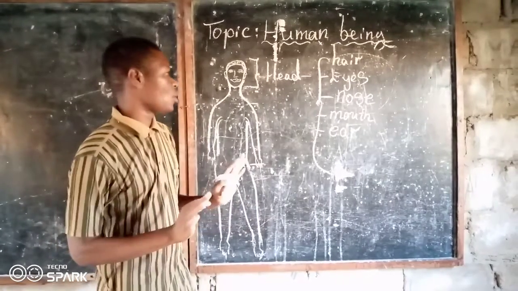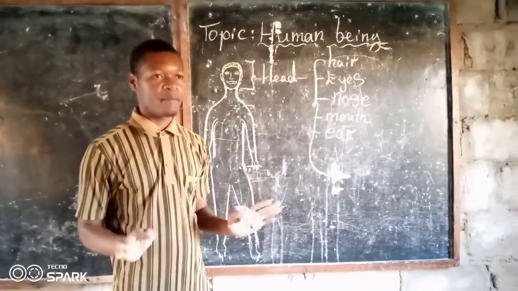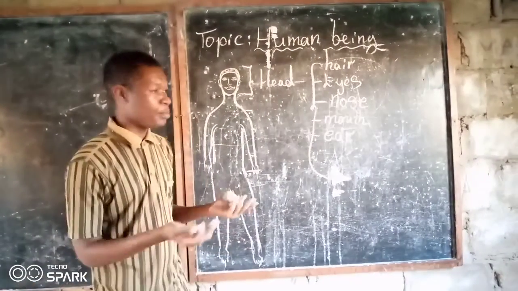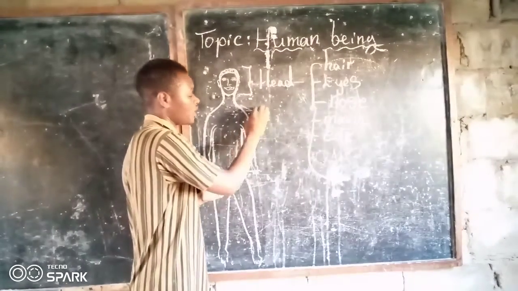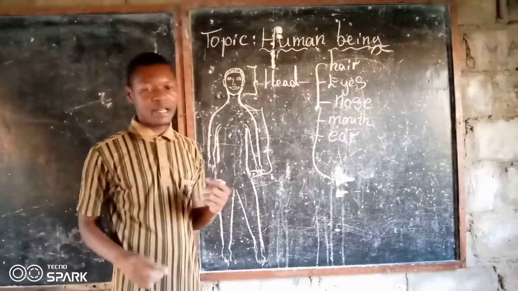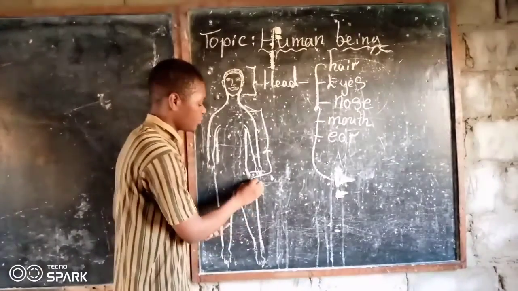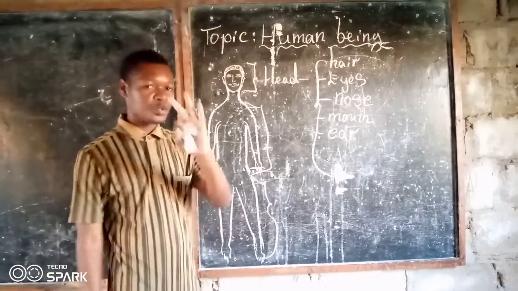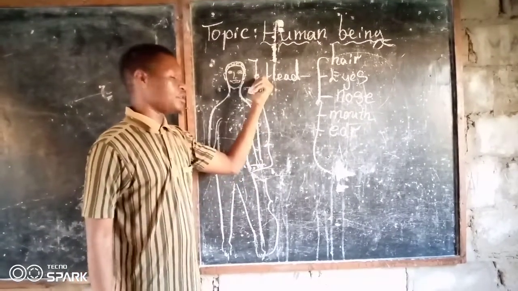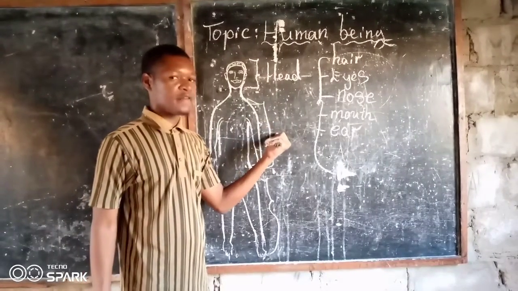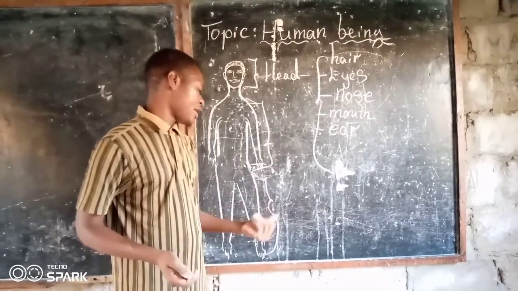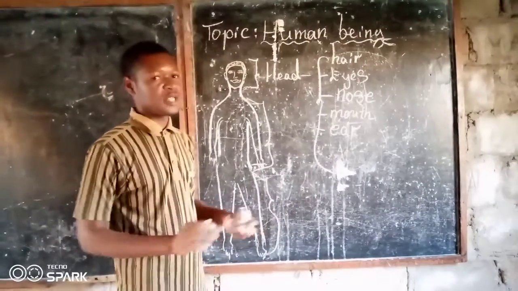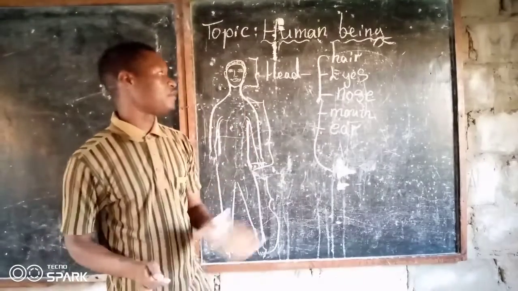So today we are only talking about this. But tomorrow we're going to talk about another part of the human being, and after tomorrow another part of the human being. As you can see, we have three parts of the human being. First the head, then another one that we're going to talk about tomorrow, and the last one after tomorrow. But today it is only this.